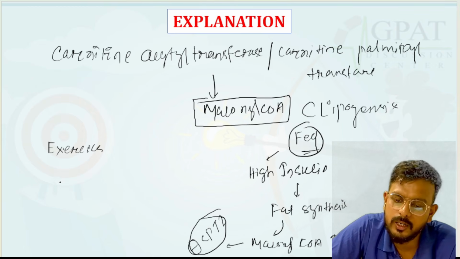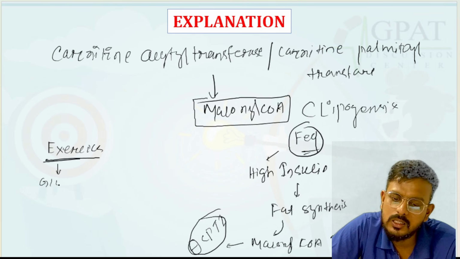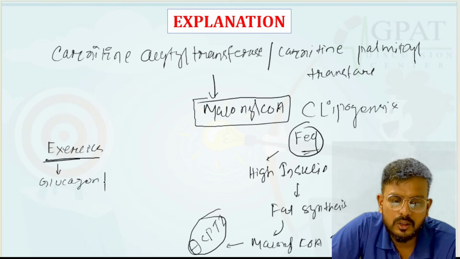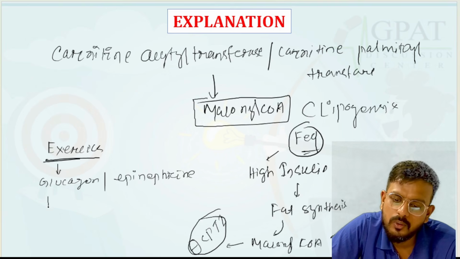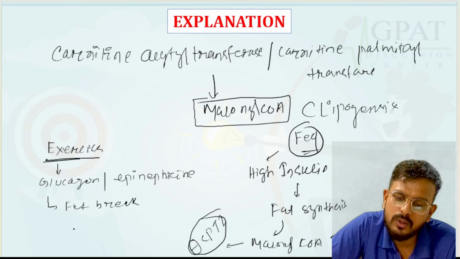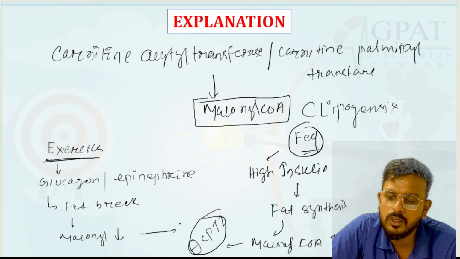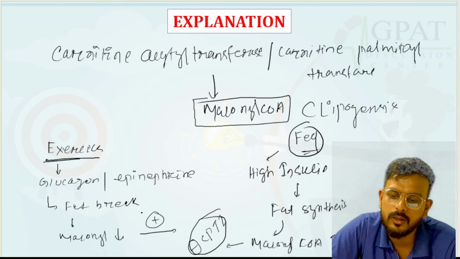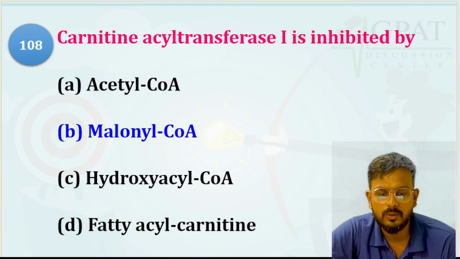Then when it gets activated: when you are doing exercise, you need energy. That means glucagon or epinephrine will be high in your body. When this is high, your fat breakdown will start. When fat breaks down, your malonyl coenzyme A level will be low. That means in that case your CPT will not be inhibited, it will be activated. I hope you got your answer. The correct answer is option B, malonyl coenzyme A, and I gave you the complete explanation.